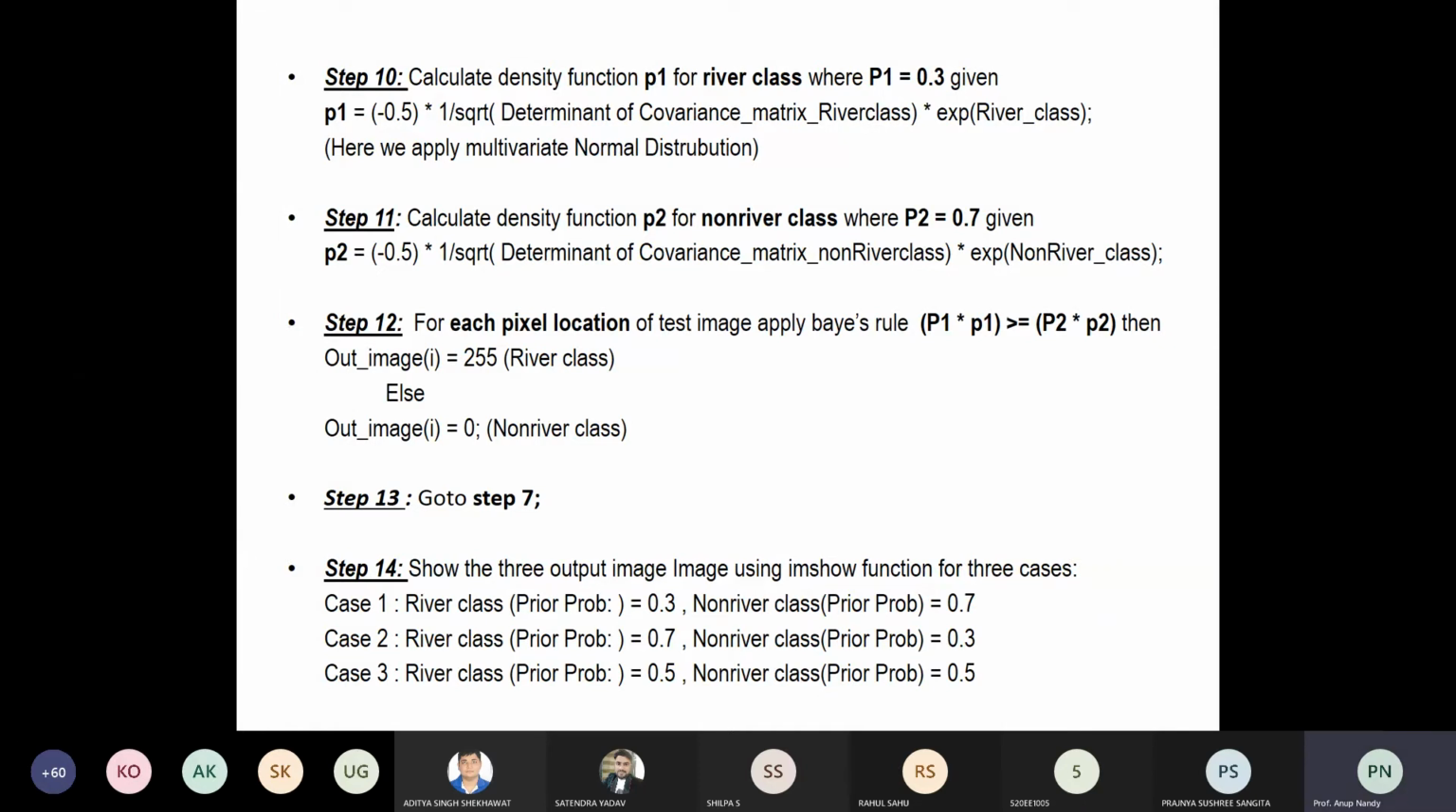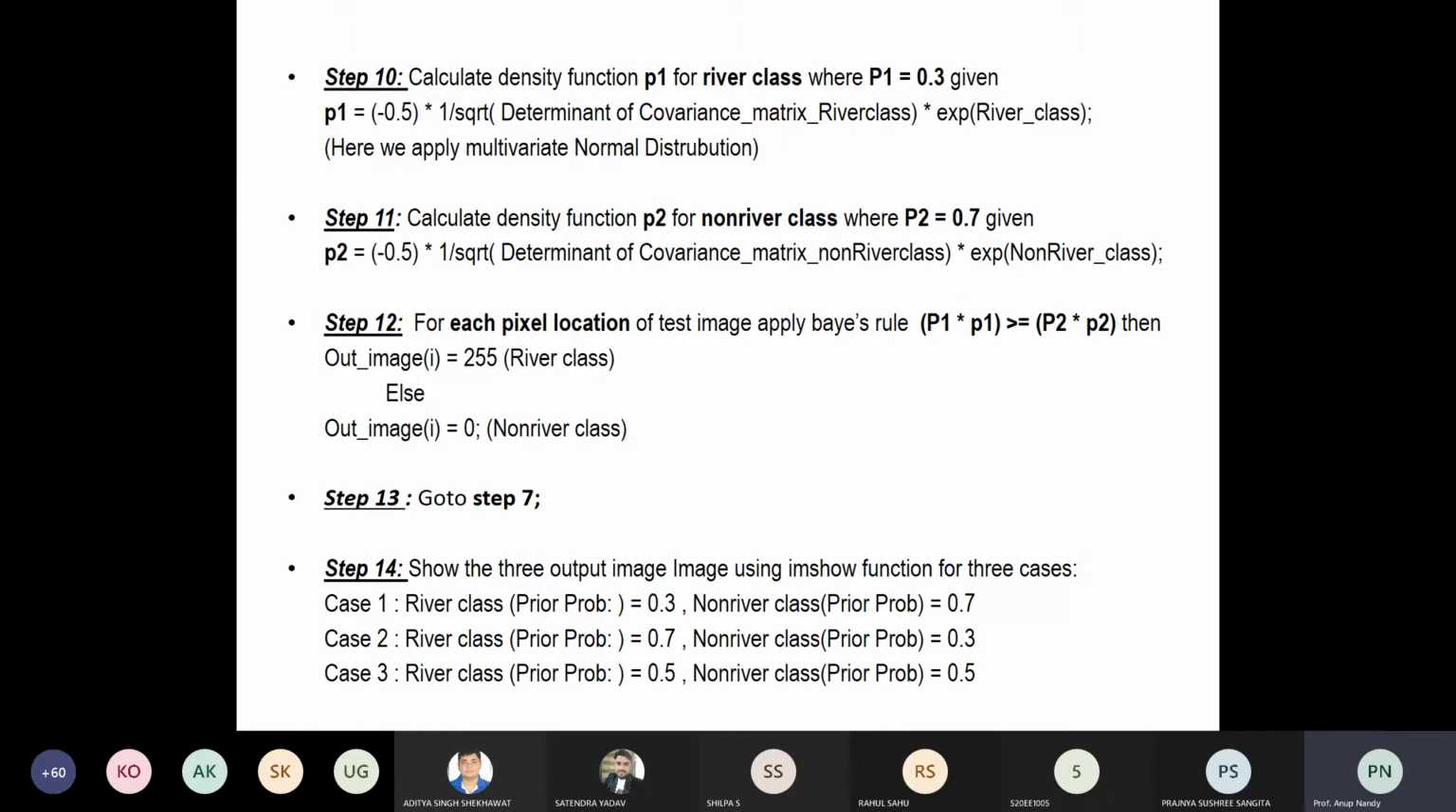Actually, you just simply apply this multivariate Gaussian, 1 by root over 2 pi to the power m. It will be cancelled out on both sides because it is a constant, times determinant of sigma to the power half. So now, 1 by square root of determinant of the covariance of the non-river class into exp of these things.